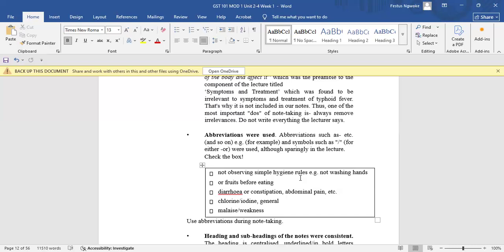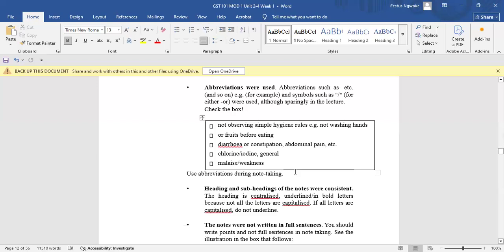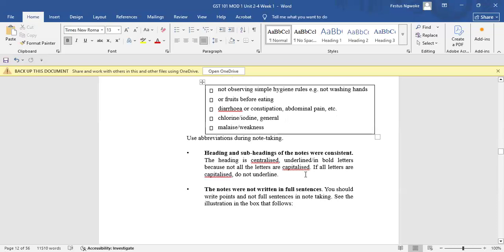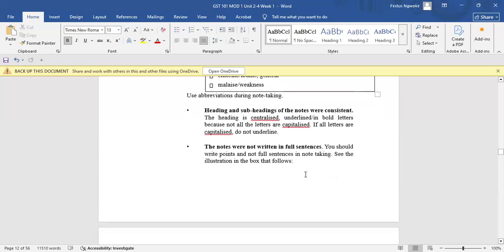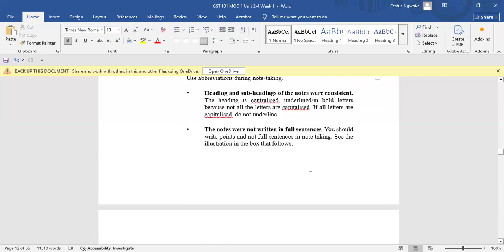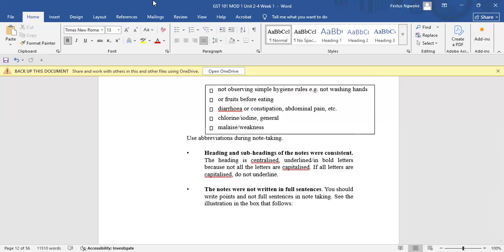When you pay attention to that, it will help you very well. So pay attention. Now always use abbreviations. Abbreviations are used. Then headings and subheadings of notes are consistent. It is using an example of this passage that he has done. Yes, so always take note of headings and subheadings when you are taking notes. It will help you to demarcate between ideas from one and ideas from the other. Thank you very much for listening.